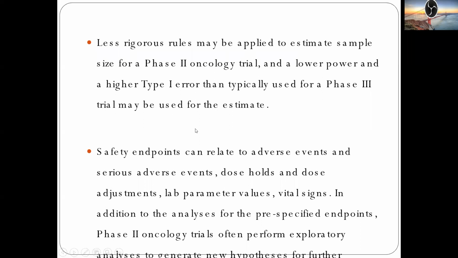90% power, and an alpha, that is the type 1 error, of around 0.05, that is 5%. But in phase 2 clinical trials, the type 1 error can go up to 0.1, that is 10% rather than 5%. Okay, and the power can be 80% or 70% depending upon the situation.